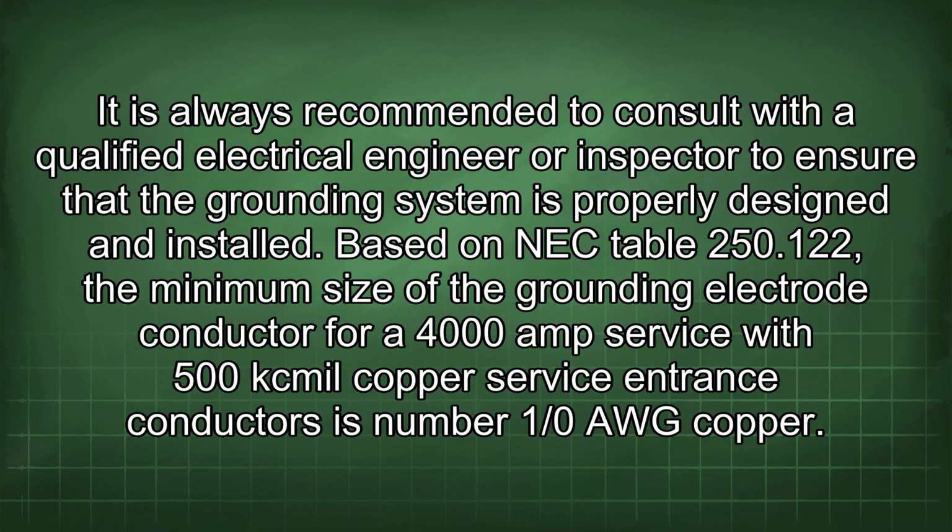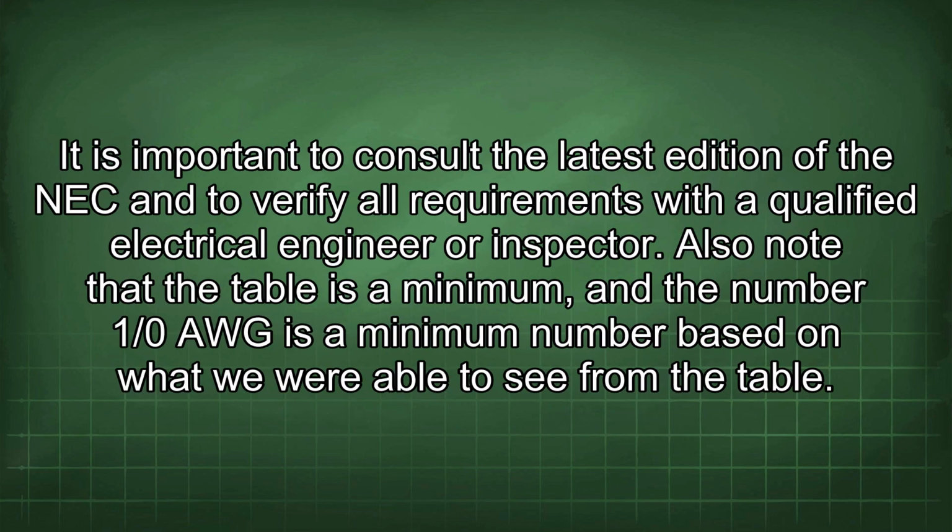properly designed and installed. Based on NEC Table 250.122, the minimum size of the grounding electrode conductor for a 4000 amp service with 500 kcmil copper service entrance conductors is number 1/0 AWG copper. It is important to consult the latest edition of the NEC and to verify all requirements with a qualified electrical engineer or inspector. Also note that the table is a minimum and the number 1/0 AWG is a minimum number based on what we were able to see from the table.